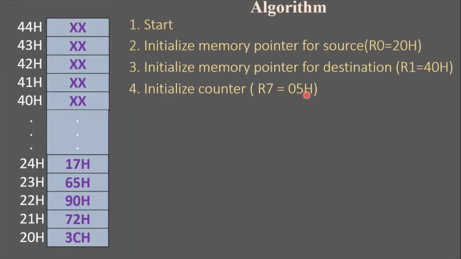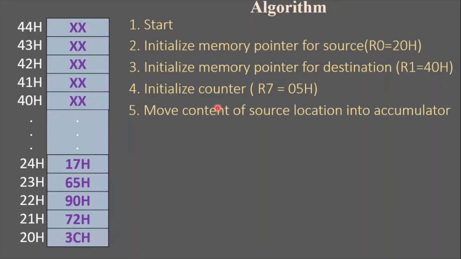Next is, you cannot take the number from first location and directly transfer it to the first location of destination in one step, because in indirect addressing mode, no such instruction exists. So what you have to do, you have to first take out the first number from source block and shift it into accumulator. So move contents of source location into accumulator. So take this number out and store it in accumulator.